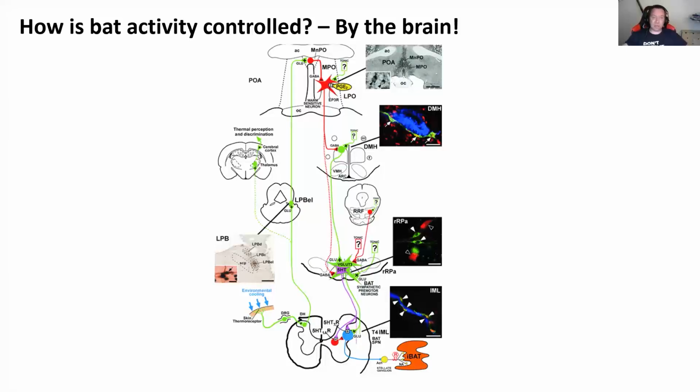This then leads to an outflow via another series of brain regions all the way down here to where ultimately sympathetic neurons signal to brown adipose tissue, and the main neurotransmitter that is signaling to brown adipose tissue is norepinephrine from sympathetic neurons.